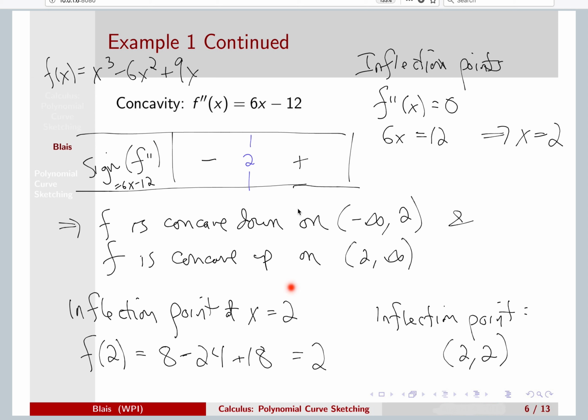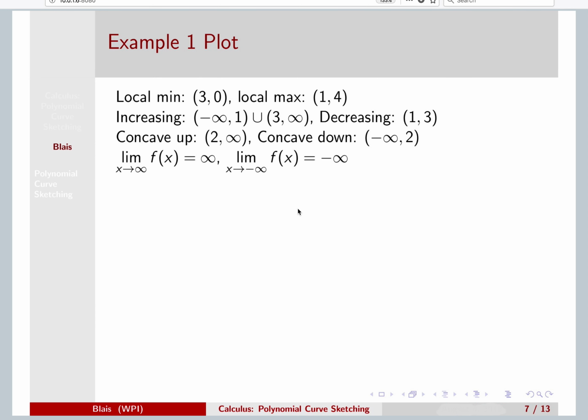So we've gotten all the information available in the second derivative. And we can now put that together. We summarize all the information that we've gotten, and we can draw the graph.